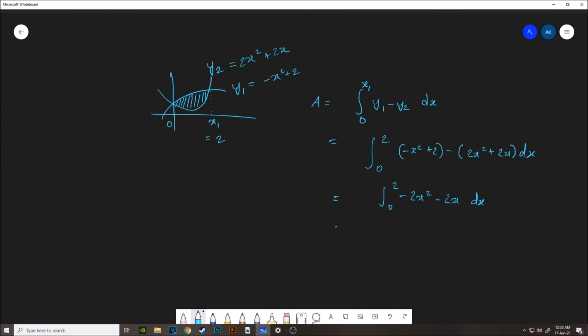And if by any chance your area turns out to be negative, you take the modulus of that area and just get the positive value.